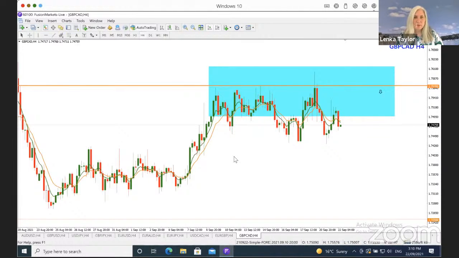So that's all the currency pairs for this week. Let me know if you've got any questions in the chat box. Otherwise, if not, that's okay.